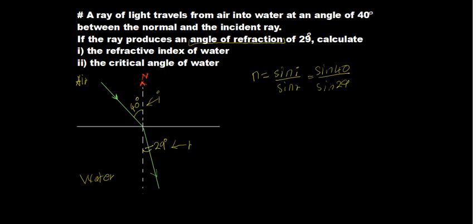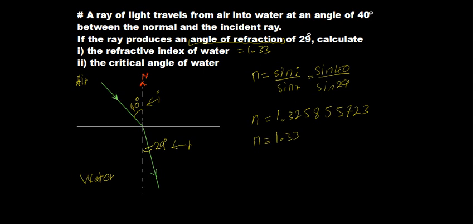We say sine 40 divided by sine 29. What we are going to get is a value that is 1.32585573. It keeps on going on and on, but I'm going to round off to two decimal places. That would be 1.33. So the refractive index of water is 1.33 in this case.